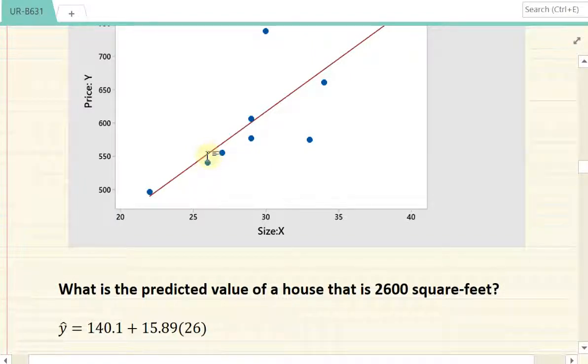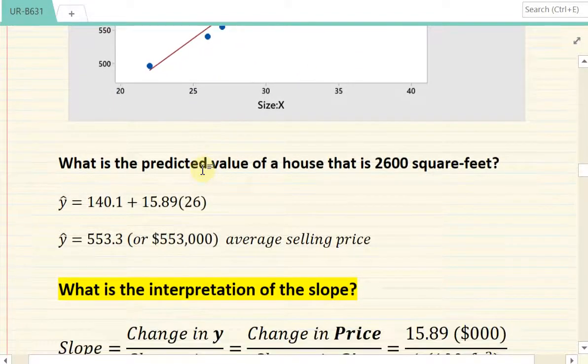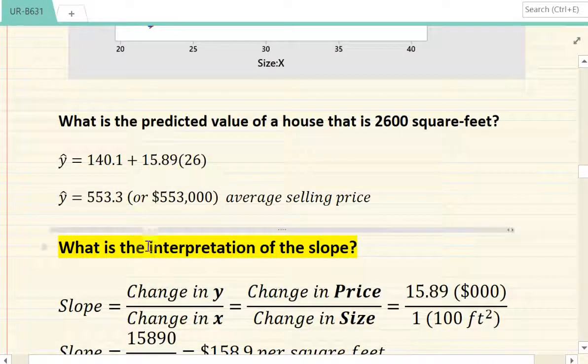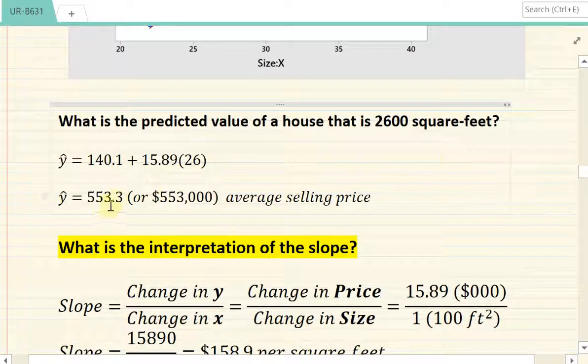But then again, we are predicting the average price. That means if they have multiple homes that are 2,600 square feet, the average of those should sell on average for $553,000 roughly. I did around this, I dropped 3. Remember, these selling homes are in thousands. And note also, I did not put 2,600 here.